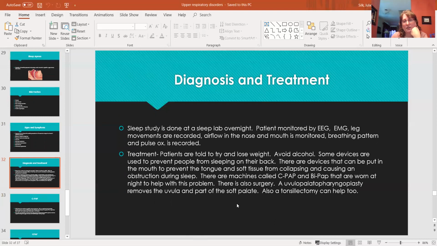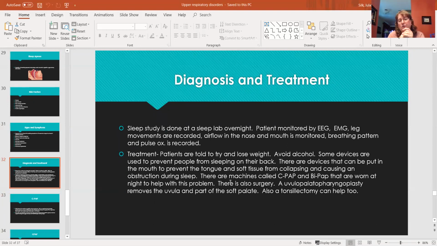Usually they would have to do a sleep study for this to figure out that this person had it. When you go for a sleep study, they hook you up to all this stuff like an EEG machine. They do an EMG. They watch your leg movements, and they monitor your airflow and all kinds of stuff.